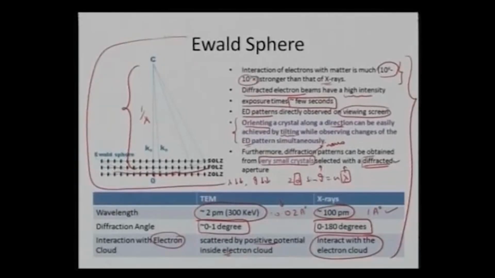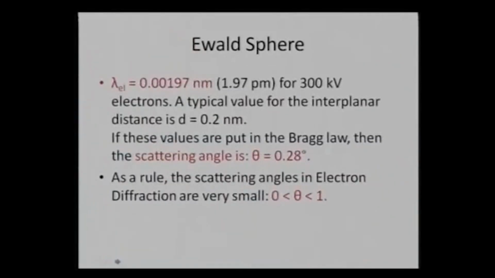And moreover, as we saw here, the Ewald sphere is actually so flat that many of the points coincide with the Ewald sphere. The reciprocal lattice points coincide with my Ewald sphere to give me a diffraction pattern. And as we see here, the Ewald sphere radius comes out to be approximately 1.97 picometer once I have electrons of energy 300 kV. So particularly coming back to the d value, which is approximately 2 to 3 angstrom for particular crystals.